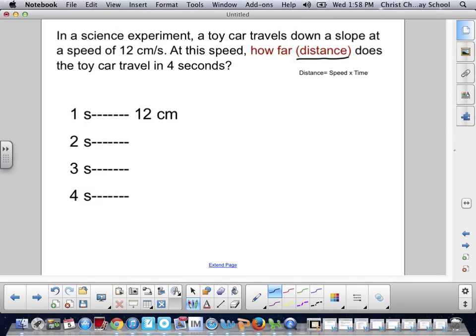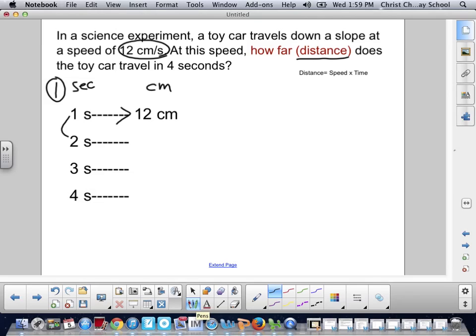So let's take a look at the first method that we could solve this problem. Singapore math calls it the arrow diagram. So they tell us in the word problem that this toy car travels 12 centimeters per second. So here on the left side I put my seconds, and on the right side I put the speed, which is centimeters. They told us that for 1 second it goes 12 centimeters.